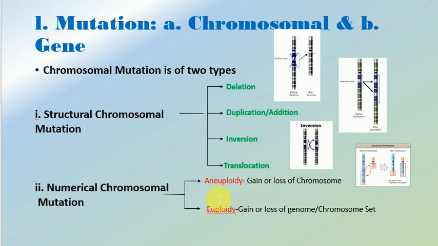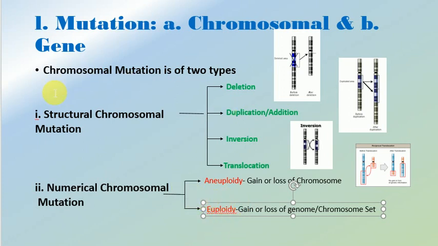While the euploidy refers to the whole chromosome set. Let's say that we human beings have 23 pairs of chromosomes, and in every pair we have two chromosomes. So in our genome we have 46 chromosomes. So if one set of chromosomes gets added to it, then the number will become 69. So that process of addition of one chromosome set or more chromosome sets, or the deletion of the chromosome set, is known as the process of euploidy.